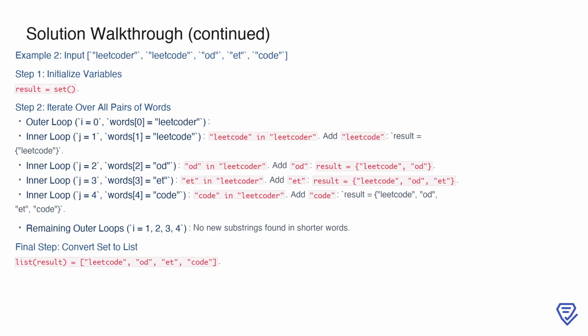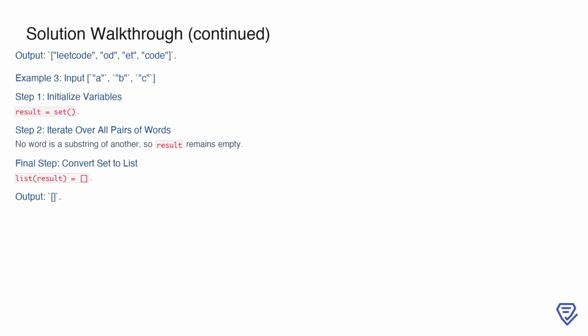For the remaining outer loop iterations with shorter words like LeetCode, OD, ID, and code, no additional substrings are found because these words do not contain any of the others as substrings. Finally, we convert the result set to a list, which results in the output LeetCode, OD, ID, code, for this example. In the third example, the input consists of the words A, B, C.